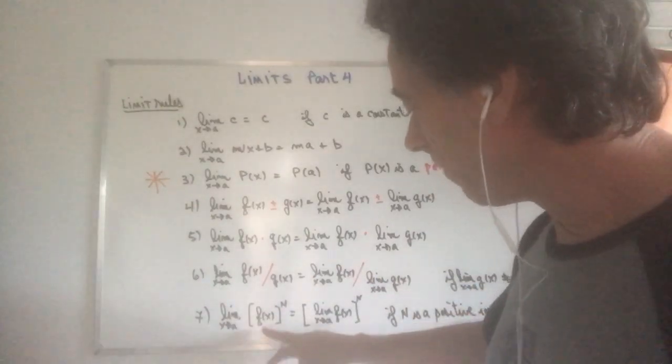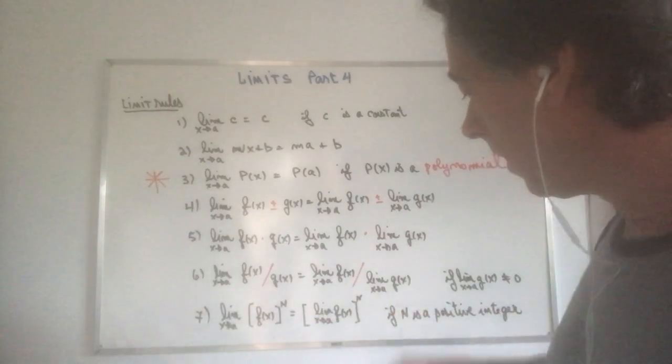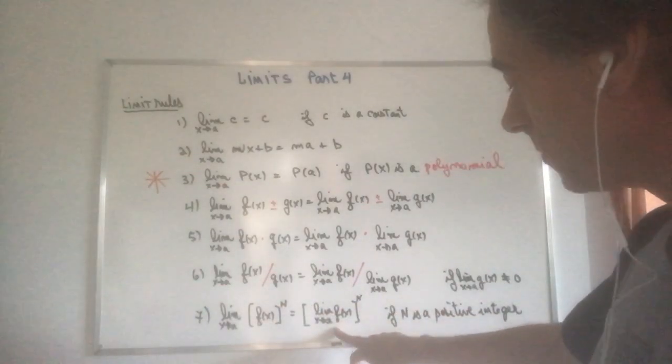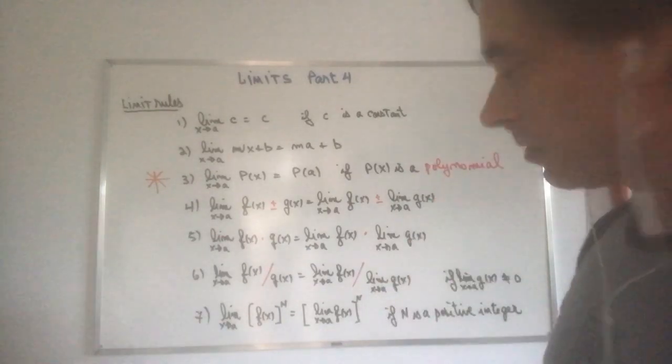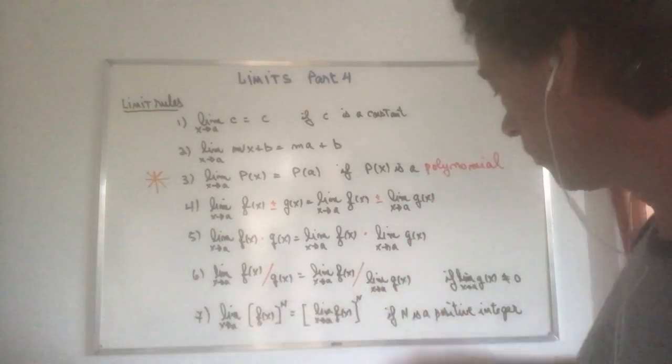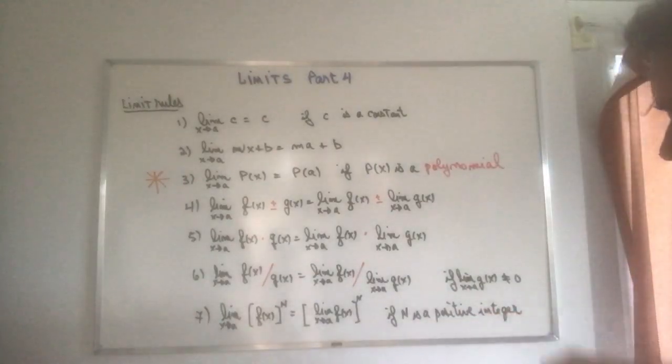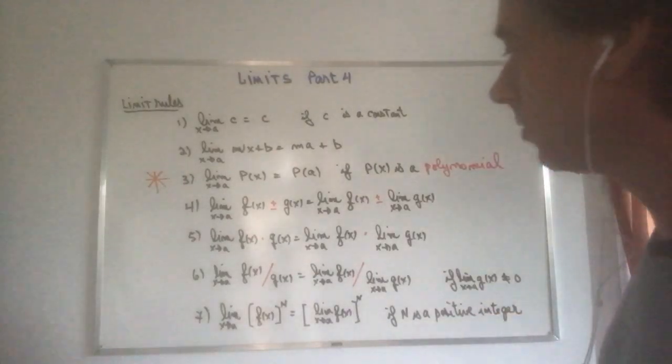Finally, for the limit of a function raised to a power, I can bring the limit inside the bracket. So it's the limit of f of x as x approaches a, and the answer to the limit itself is raised to the power of n. It should be noted that in this case, n should be a positive integer.